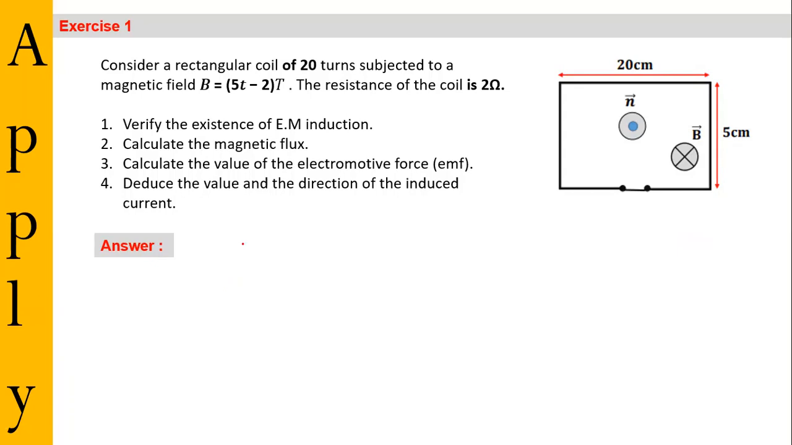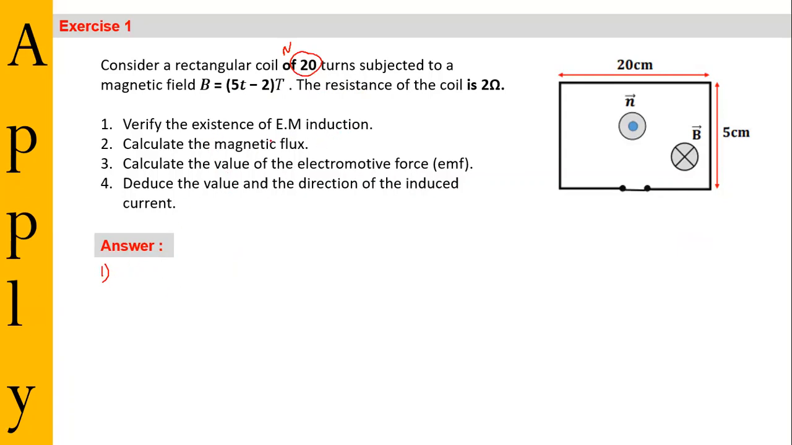We'll do now some applications about Faraday's law and a small application about Lenz's law. Consider a rectangular coil of 20 turns, subjected to a magnetic field B equal to 5t minus 2 Tesla. The resistance of the coil is 2 ohms. The first question: verify the existence of the electromagnetic induction phenomenon.